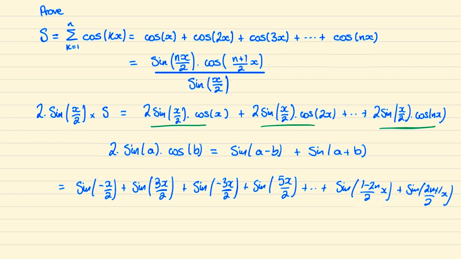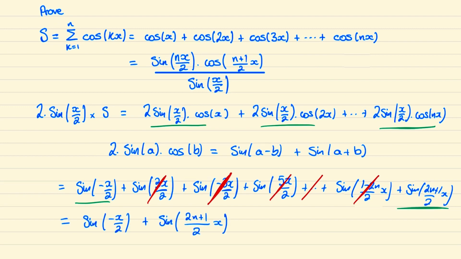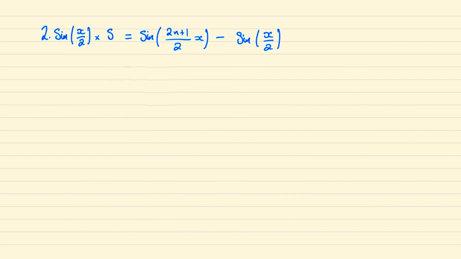And what you might notice now is that sine of negative 3x over 2 is negative sine 3x over 2, so these two terms are going to cancel out. Likewise, sine 5x over 2 will cancel out with another sine 5x over 2, and all of these terms in the middle are going to cancel out with each other, leaving us only with the first term and the last term. So this all becomes the following. And now by replacing sine of negative x over 2 with minus sine x over 2, we can write this in the following way. And once more, to simplify the right side, we'll use the same identity we used earlier.